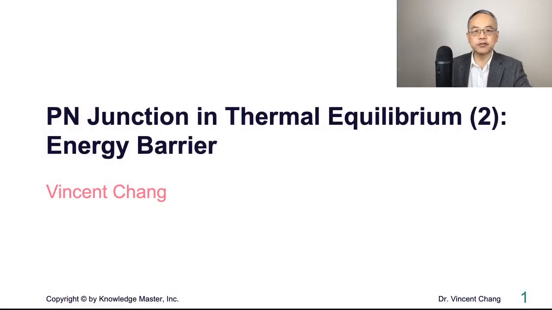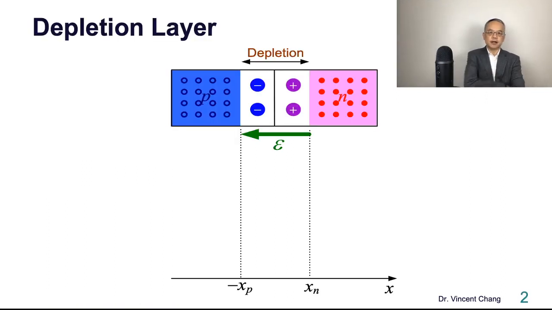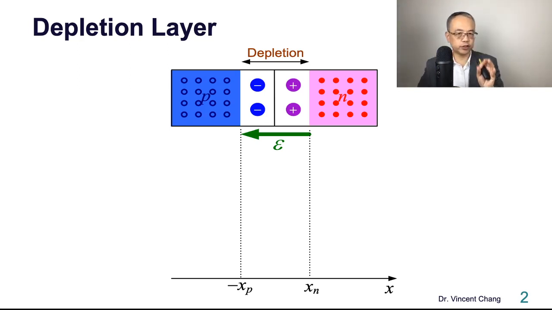Device physics of p-n junction. So p-n junction in thermal equilibrium, part 2. In this lecture, you're going to learn a very important concept of energy barrier. The depletion layer will be formed for a p-n junction when it's in the thermal equilibrium condition.